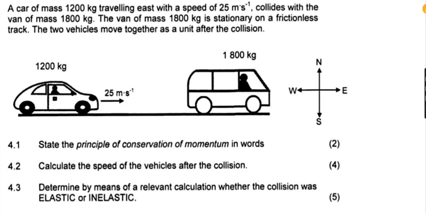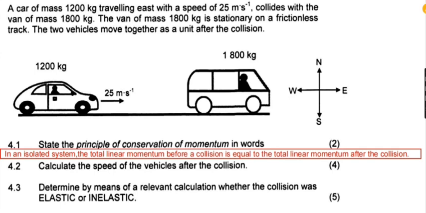So what we know about momentum is that when it is in an isolated system, the total momentum will always remain the same. So the total momentum of this entire system will be the same before the collision, and it will be the same after the collision. And so if you wanted to give that a proper definition, it would say, in an isolated system, the total linear momentum before a collision is equal to the total linear momentum after the collision.